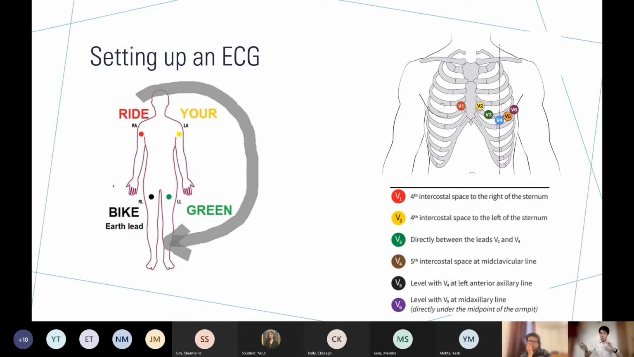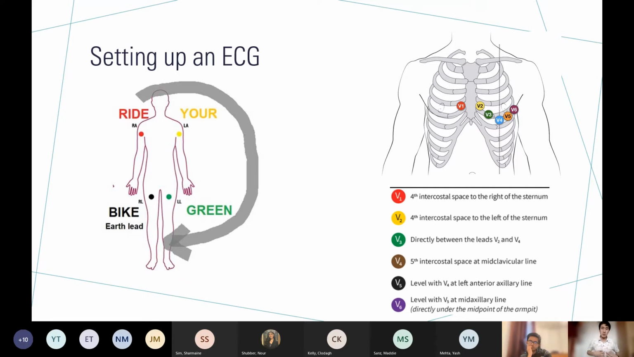So setting up an ECG, you've got 6 electrodes that you put on your chest and 4 electrodes that you put on your limbs. Limbs are quite easy. Ride your green bike. So starting from your right arm, ride, and then going clockwise, your green bike. And then you want to put them on your wrists or the ankles. That's probably the fiddly bit when you're actually doing it on a patient, because if they're positioned awkwardly, they might come off.